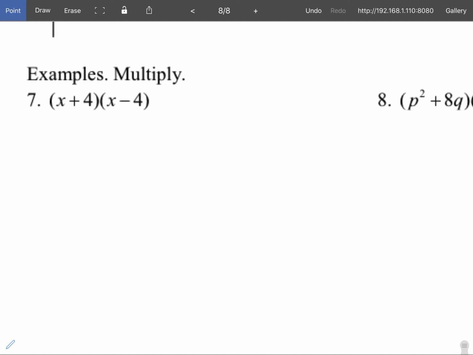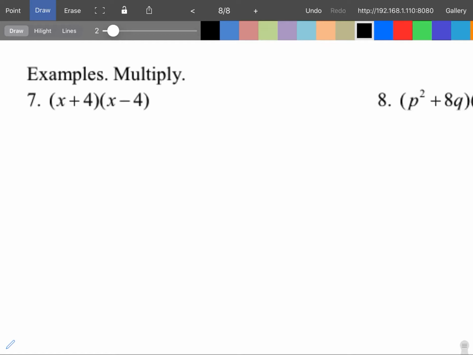So the shortcut on number 7: do you see how those are identical binomials, but one has a plus in the middle and the other one has a minus in the middle? When you see that occur, you know the middle term is going to cancel out. So all you have to do to use the shortcut is go: it's going to be the first term squared, the second term squared, and it's going to be a minus in the middle. That's all you got to do.